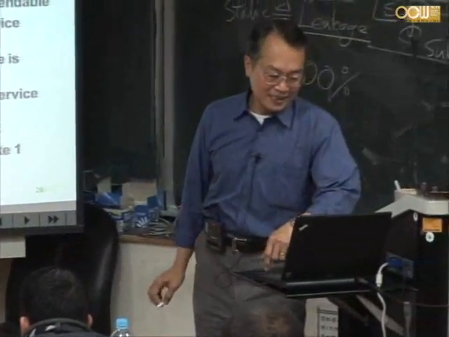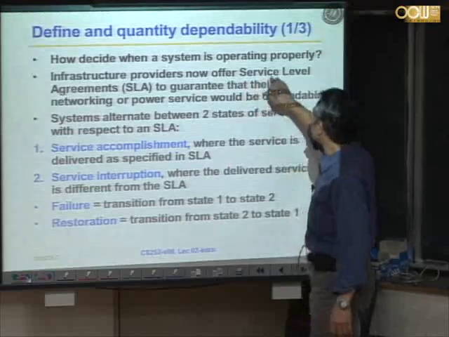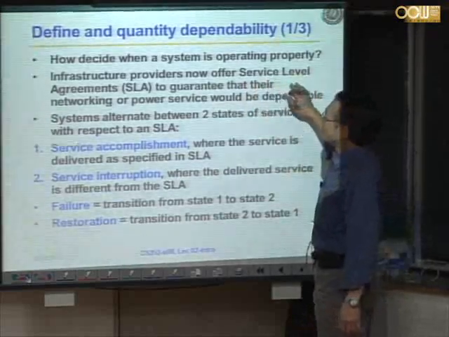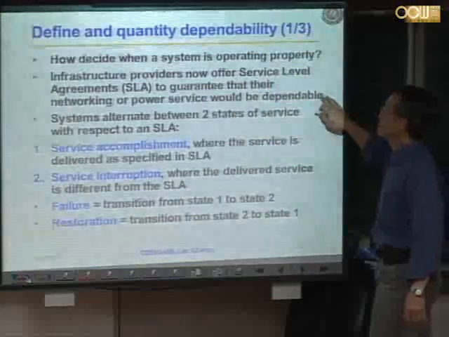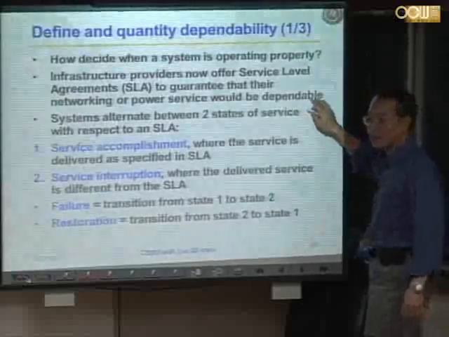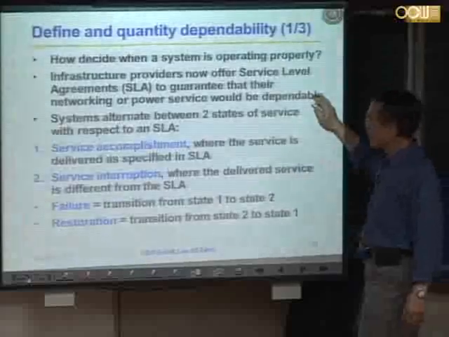Okay, so let's define and quantify dependability. How do we decide when a system is operating properly? If a system is operating properly, then we say it's up. If it's not, then we say it's down. Infrastructure providers now offer service level agreements to guarantee that their networking or power service would be dependable. So what do you mean by dependable? I need a number to measure that. What will the number be?